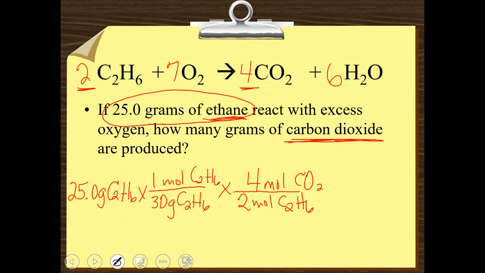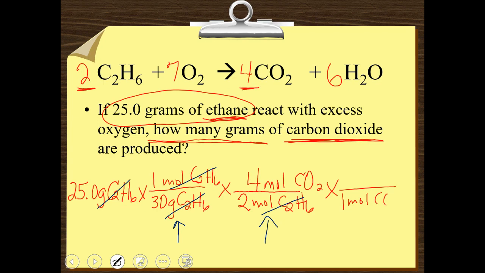You see that so far my units divide out: grams of C2H6, moles of C2H6. Top and bottom are equal. Here, it's 1 mole is equal to the molar mass. Here, it's the coefficients. If this question said how many moles of carbon dioxide, we're done. But it doesn't. It says how many grams. So I got to add another step.